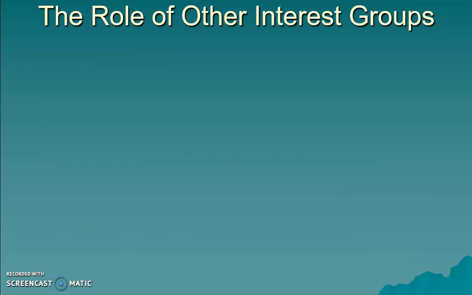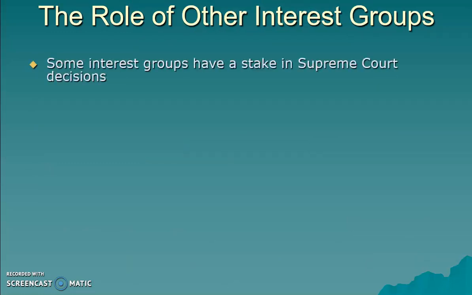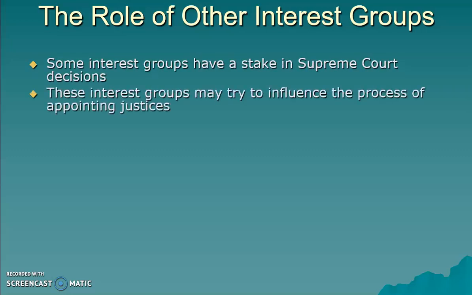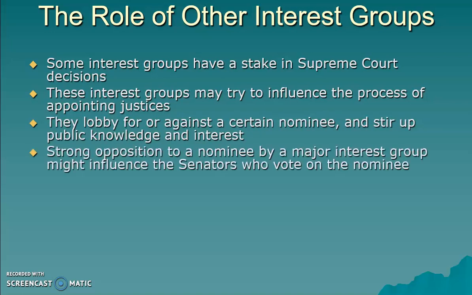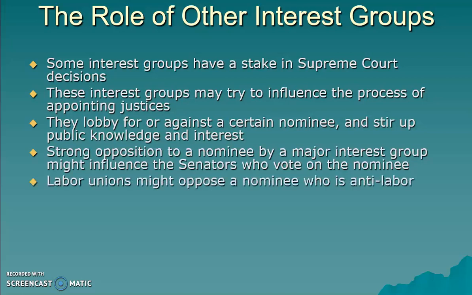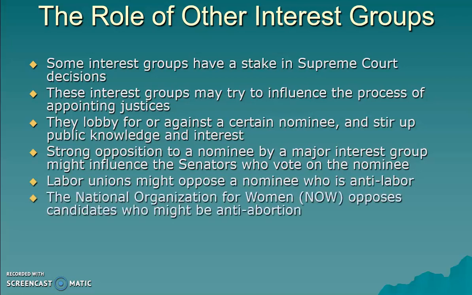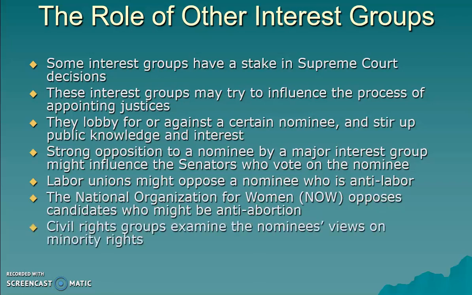The role of other interest groups. Some interest groups have a stake in Supreme Court decisions. These interest groups may try to influence the process of appointing justices. They lobby for or against a certain nominee and stir up public knowledge and interest. Strong opposition to a nominee by a major interest group might influence the senators who vote on that nominee. For example, labor unions might oppose a nominee who is anti-labor. The National Organization for Women opposes candidates who might be anti-abortion. Civil rights groups examine the nominee's views on minority rights.